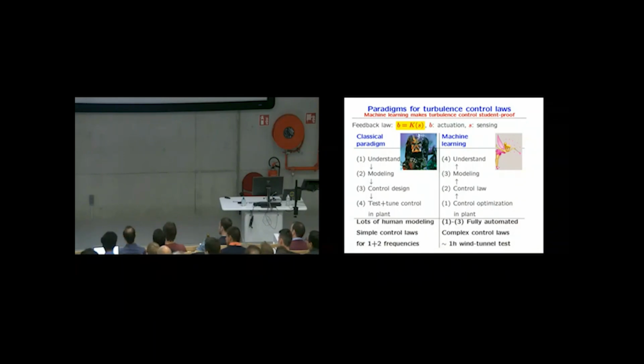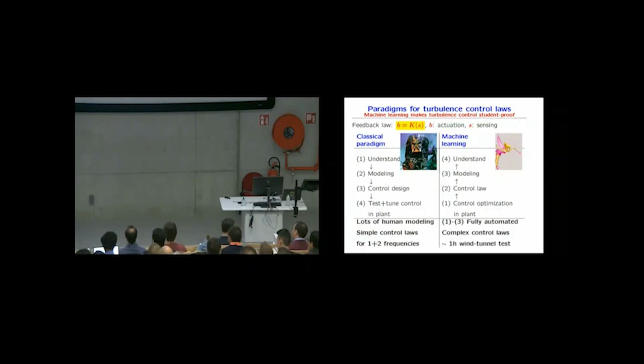And now you can get fully automated complex controllers within something like 1 hour of wind tunnel testing time, and I can show you wonderful results. I will show you wonderful results for distributed actuation for jet mixing. And you must admit that the right part is a bit more attractive than the left part.